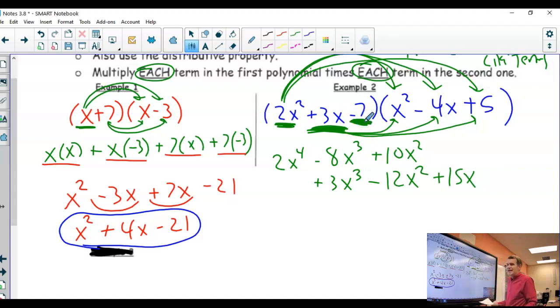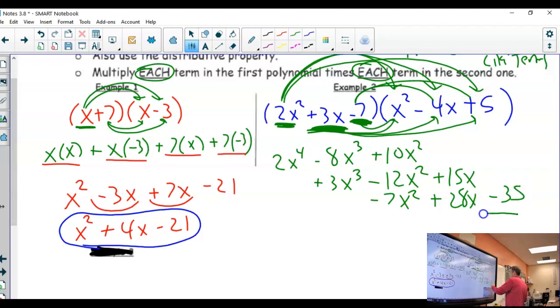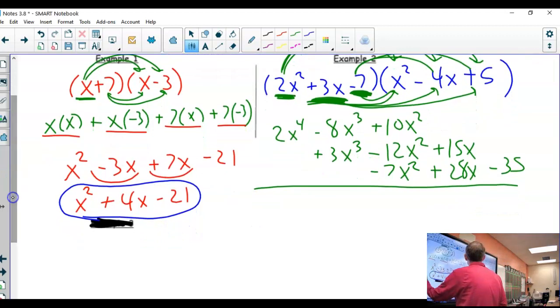So last, I need to do negative 7 times each thing. Negative 7 times x squared would be negative 7x squared. Let's group that with the x squared terms. Negative 7 times negative 4 is positive 28x. And finally, negative 7 times positive 5 is negative 35. I am now ready to combine all my like terms, and I've got them all grouped nicely together.